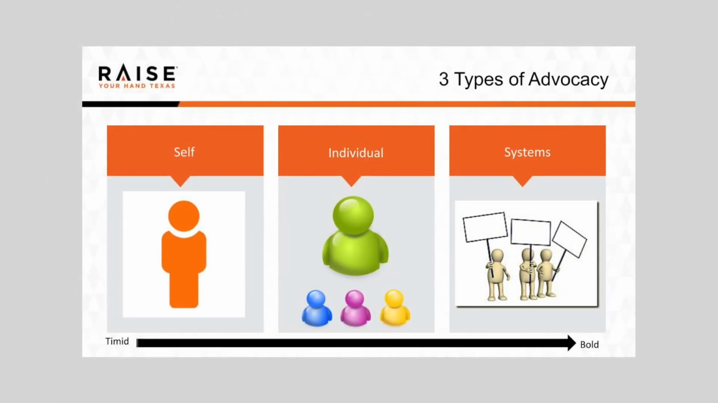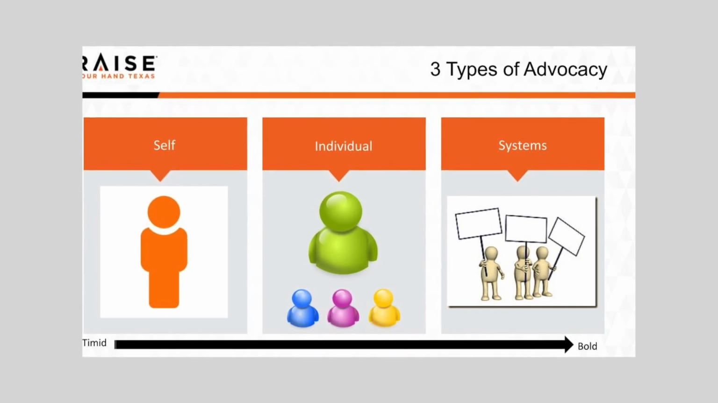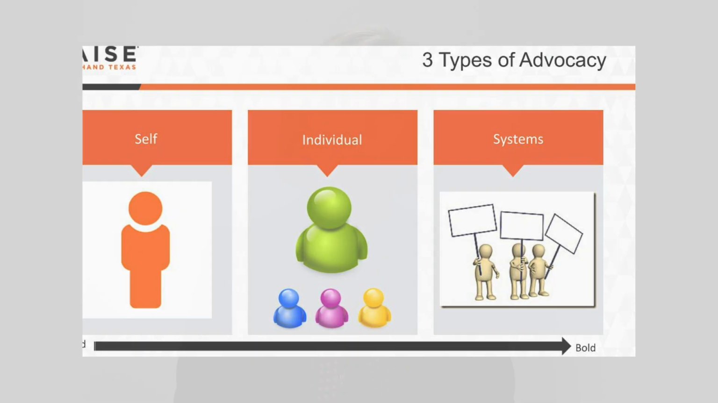Systems advocacy is about changing policies, laws, or rules that impact how someone lives their life. These efforts can be targeted at the local, state, or national level. The focus can be changing laws or policy, and what is targeted depends on the type of problem and who has authority over that problem.